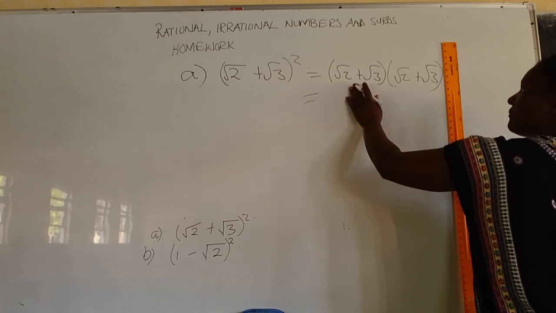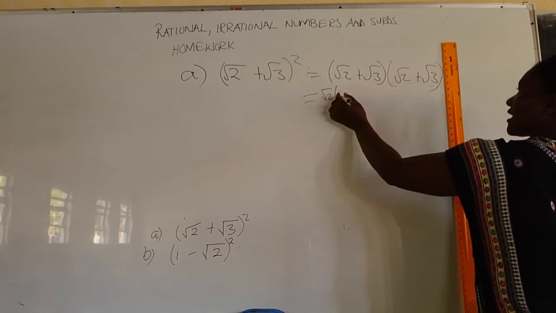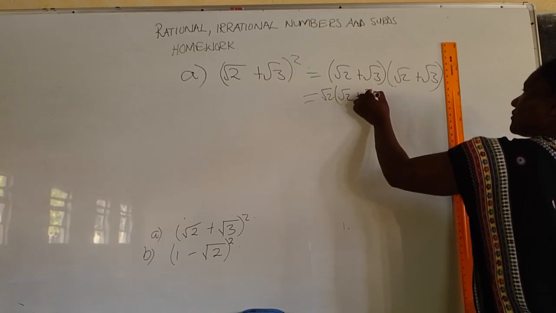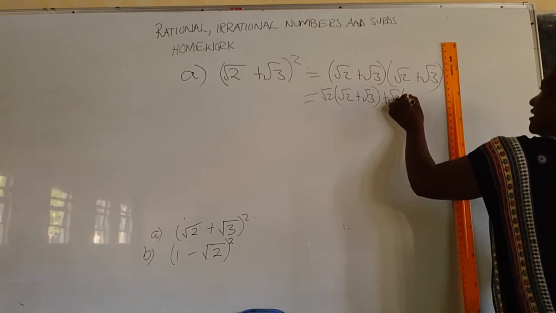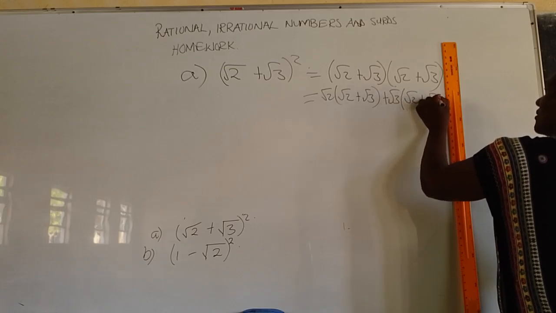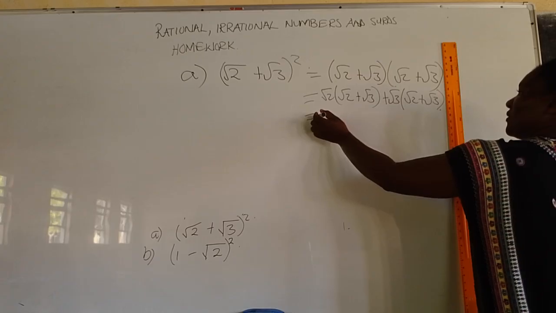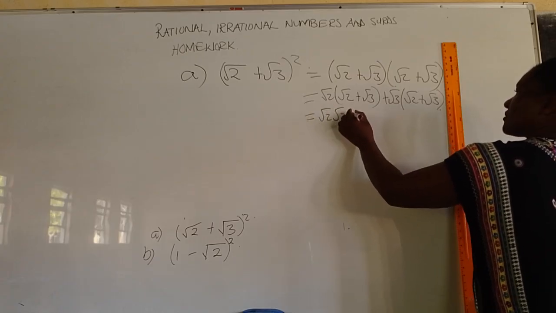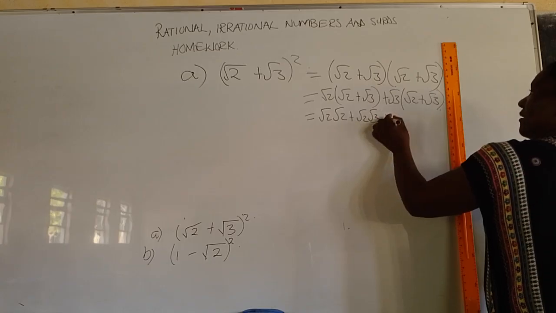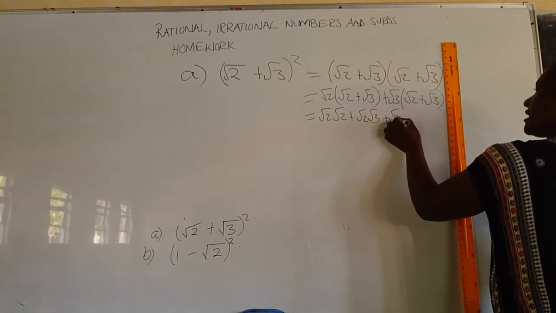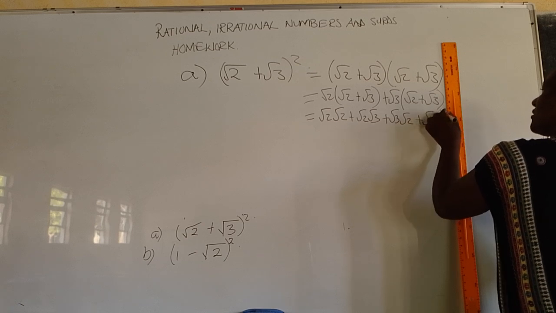So we break one bracket. This root 2 multiplies this bracket, root 2 plus root 3. And this also multiplies the bracket, root 2 plus root 3. So root 2 times root 2 is root 2 squared, plus root 2 root 3, plus root 3 root 2, plus root 3 root 3.